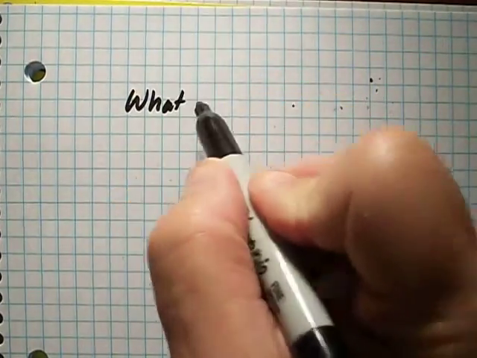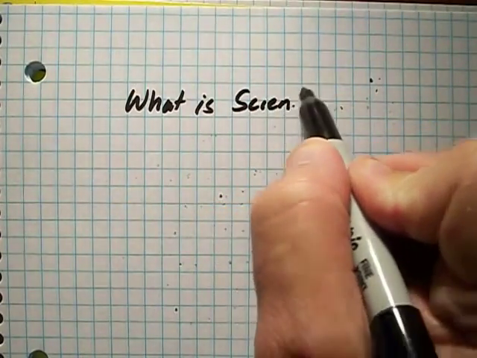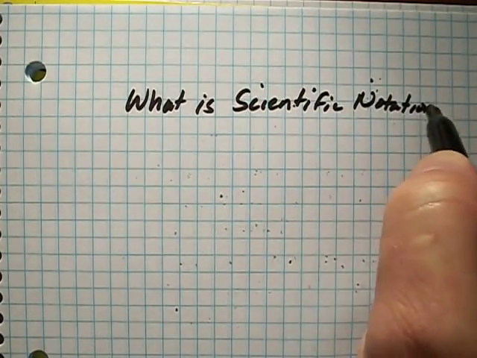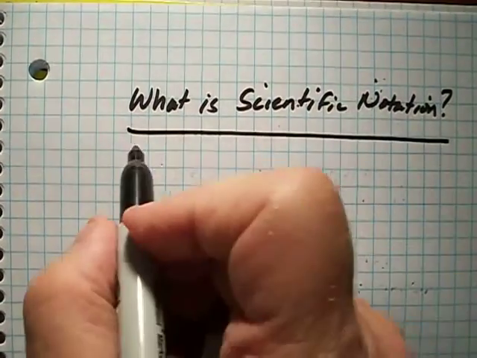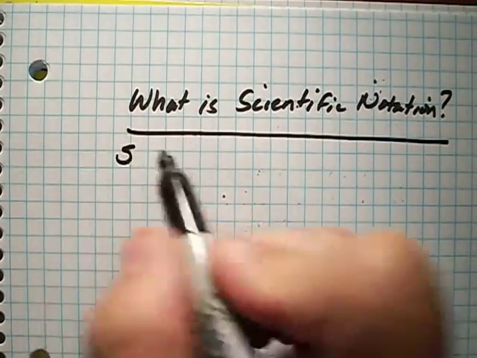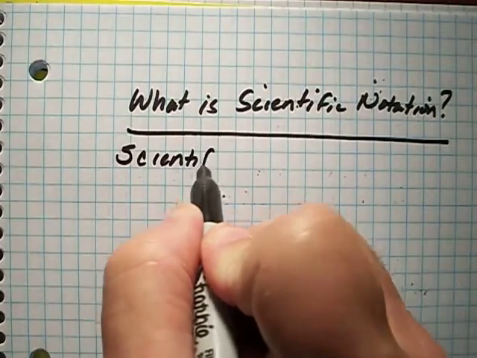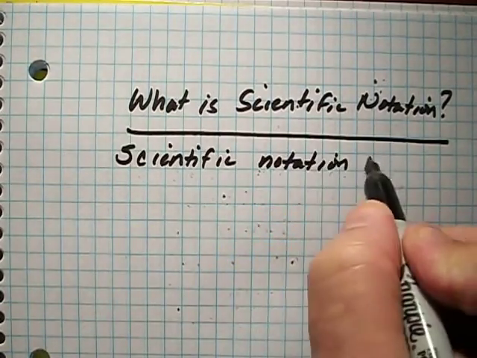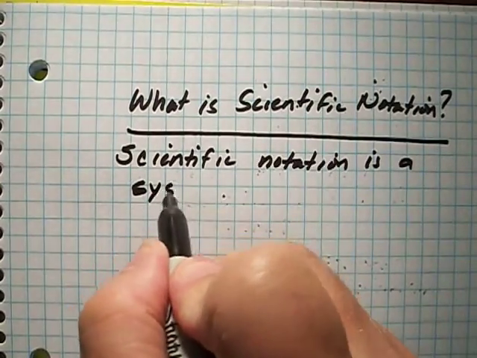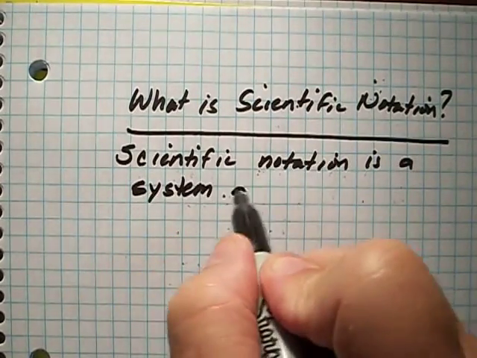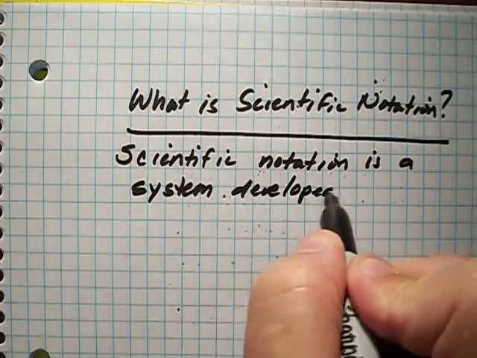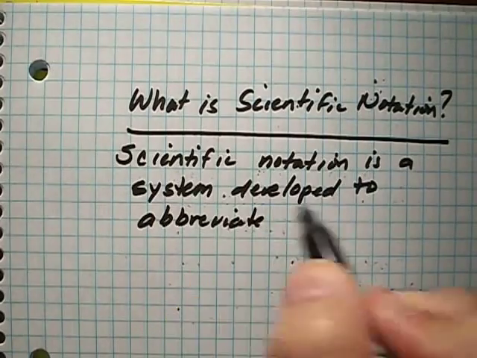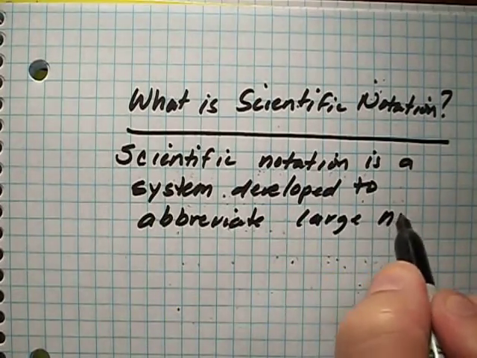Okay, so let's go with our first objective. What is scientific notation? Okay, I'm going to give you a definition. Scientific notation is a system developed to abbreviate large numbers.